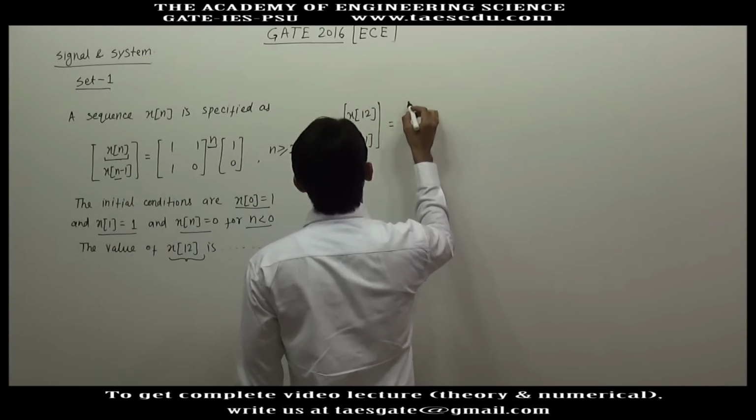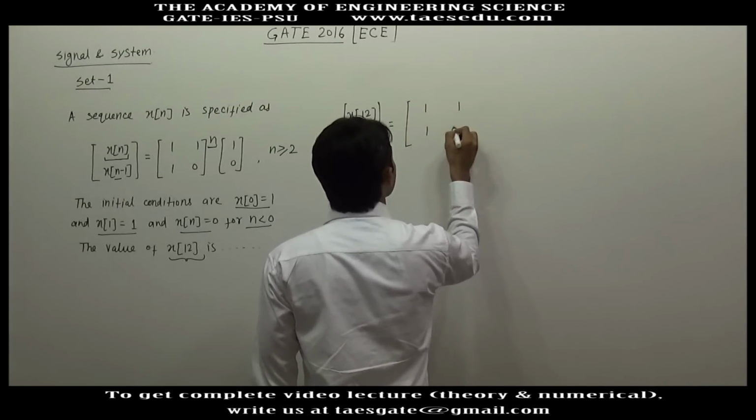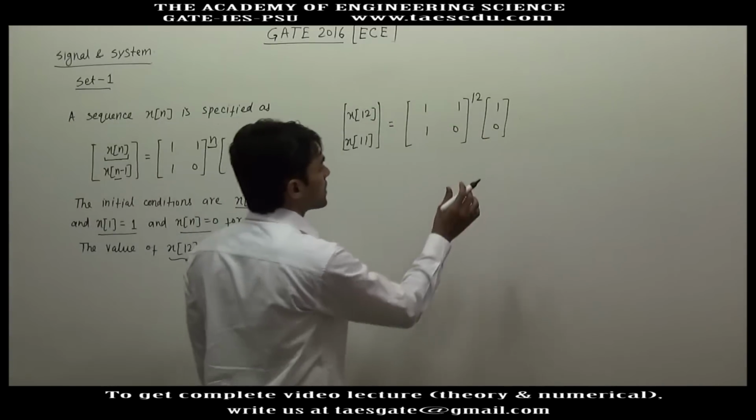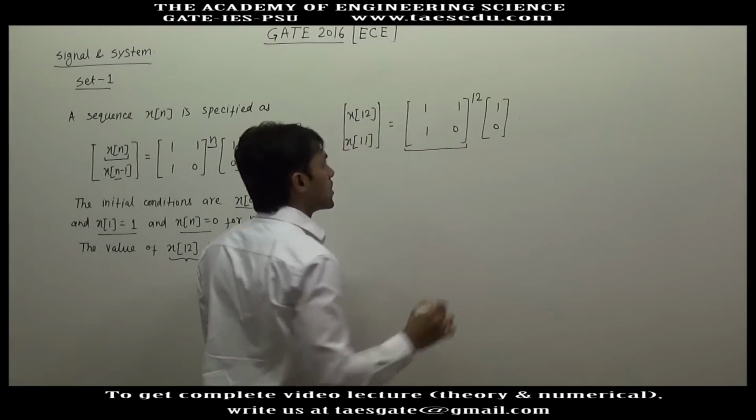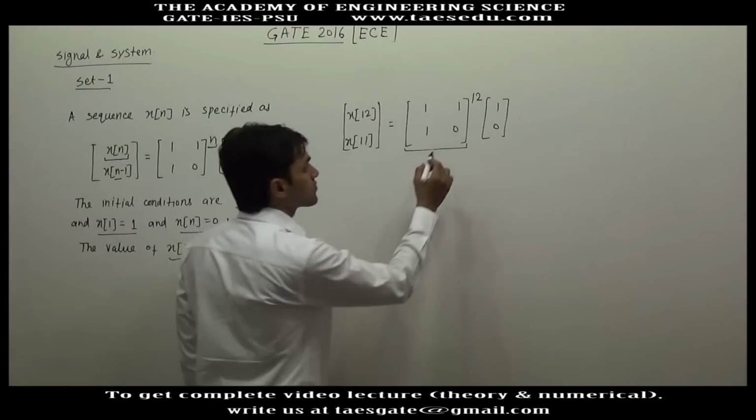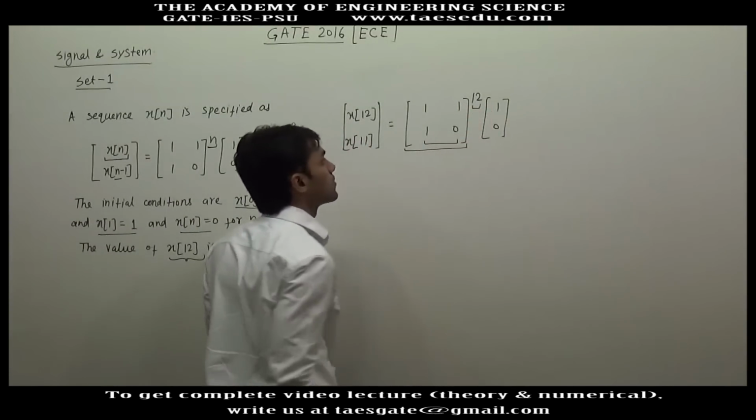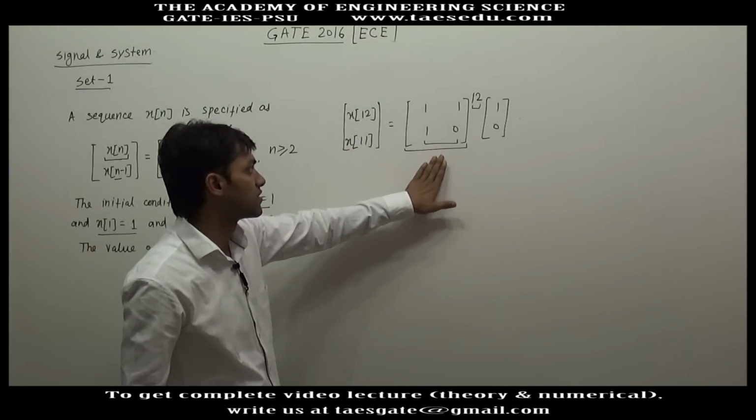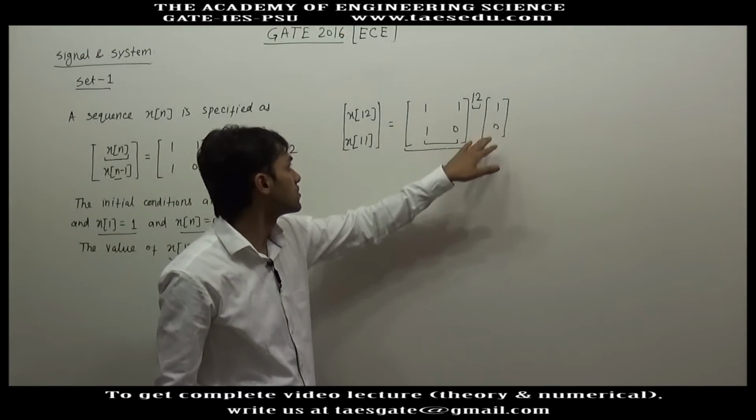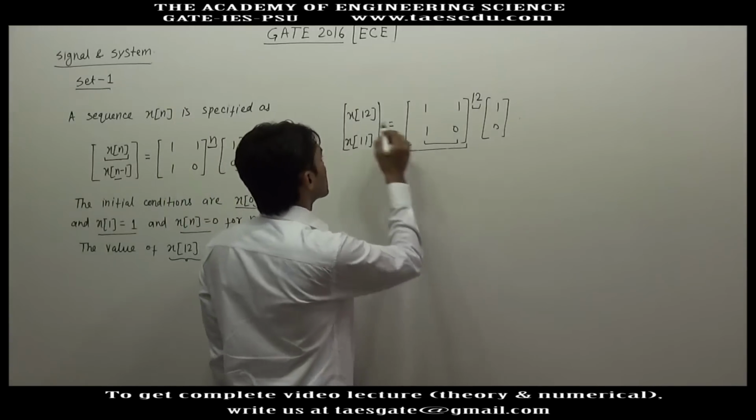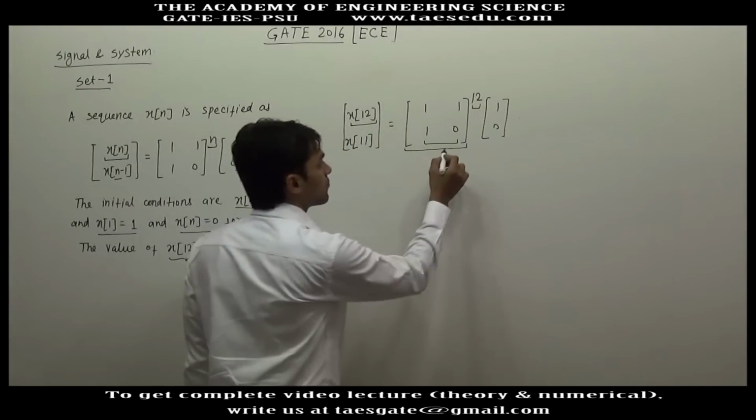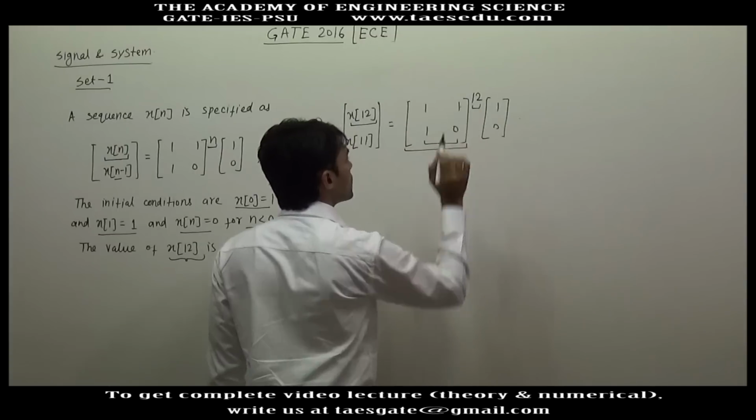This will be equal to 1110 to power 12 into L. Okay, so basically in this question a 2 by 2 matrix is given and we have to find this matrix to power 12, and after getting this matrix we will multiply it with 1, 10, and the first row of the multiplied matrix will give you the value of x12. So we have to find out this matrix to power 12.